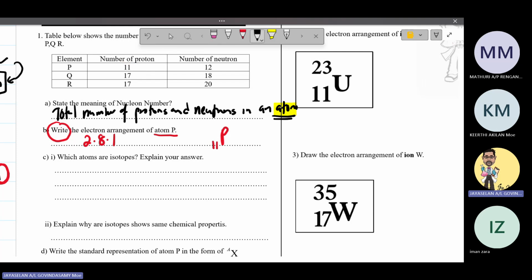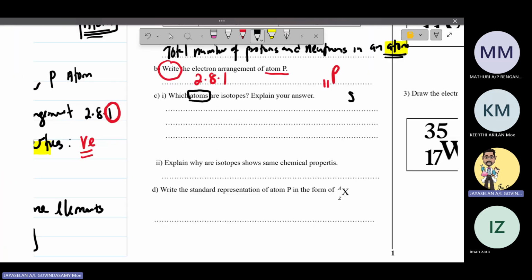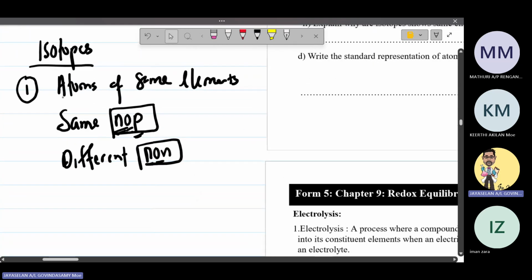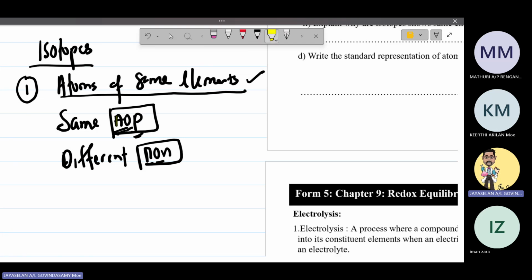Now you see here, isotope. Which atoms? They already put atoms, more than one isotope. Please remember isotope, you must have this: atoms of the same element, which show the same NOP, number of protons, and different NON, number of neutrons.